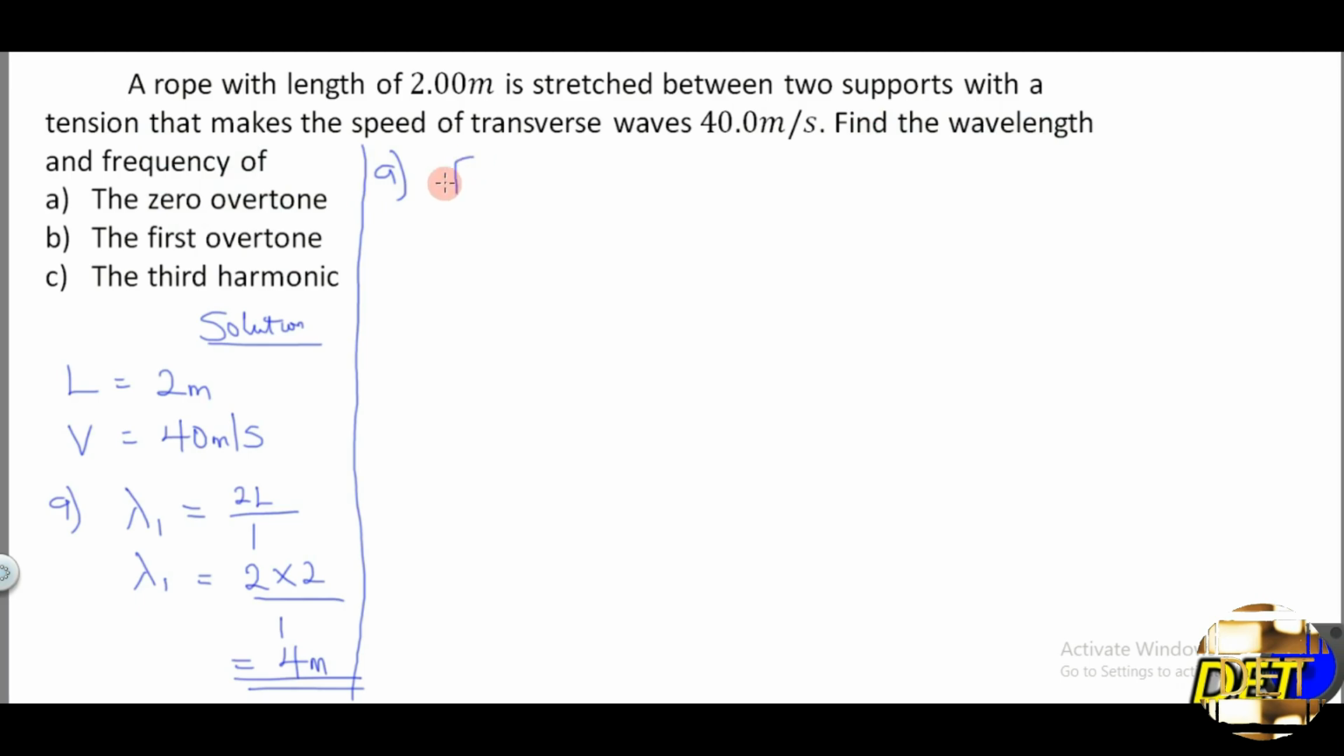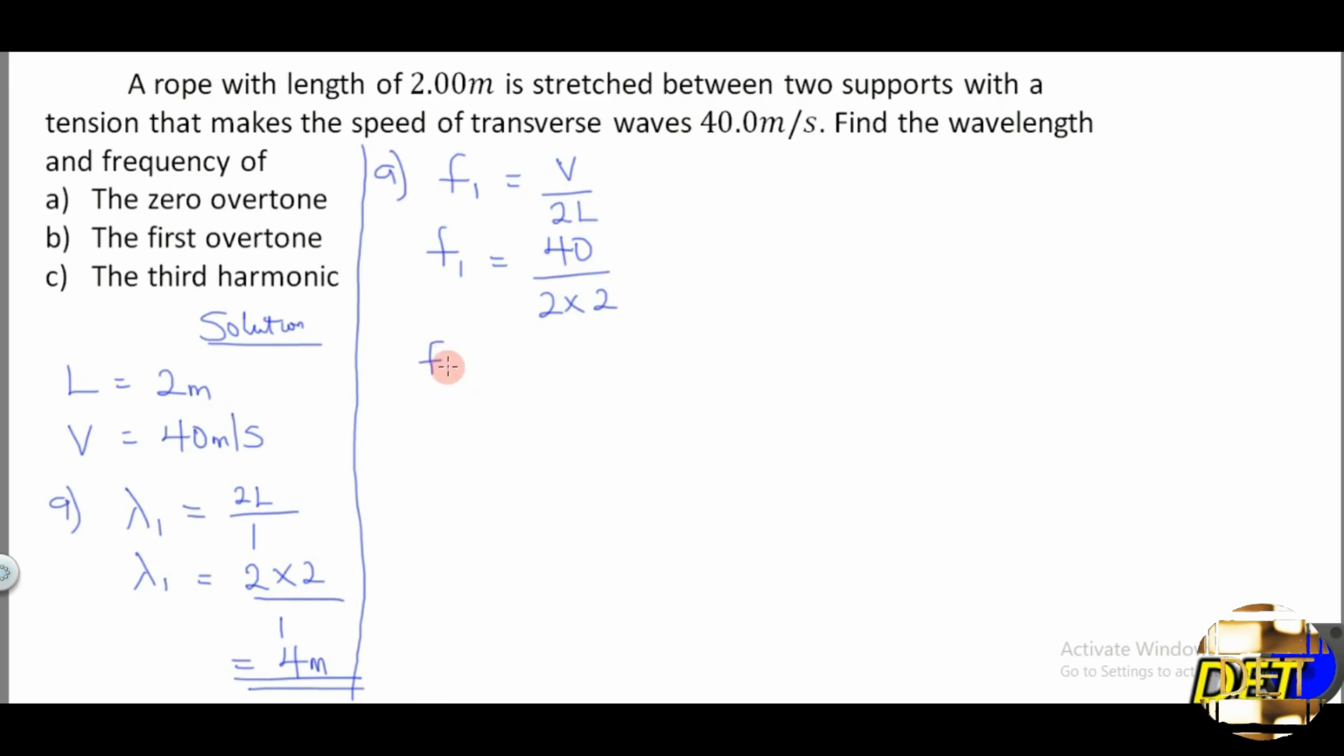So the frequency of the zero overtone, which is the fundamental frequency, is equal to V over 2L, right? So the frequency of the zero overtone is equal to, our V is 40. So that will be 40 divided by 2L, right? 2 times what? Our L is 2.